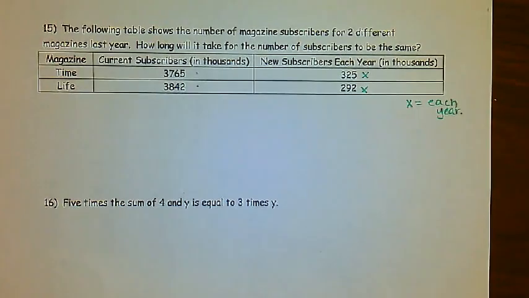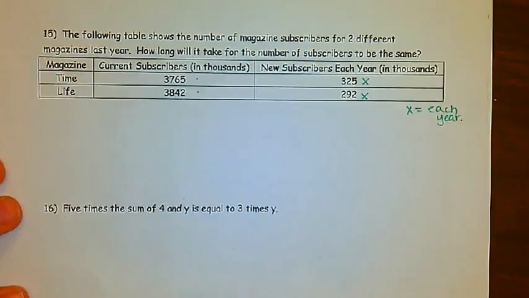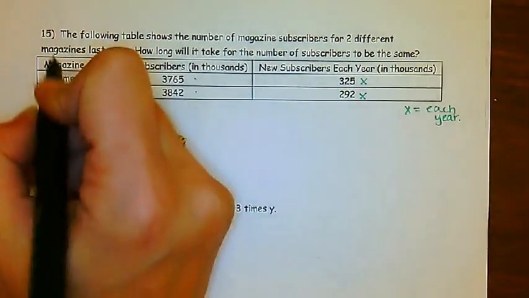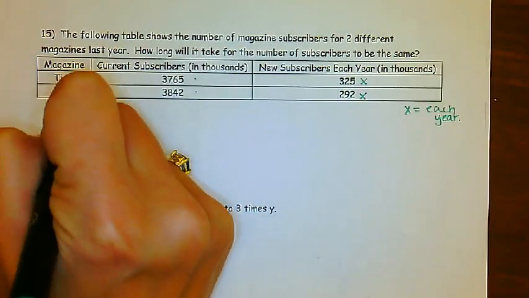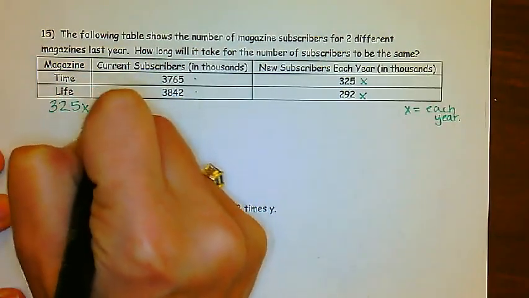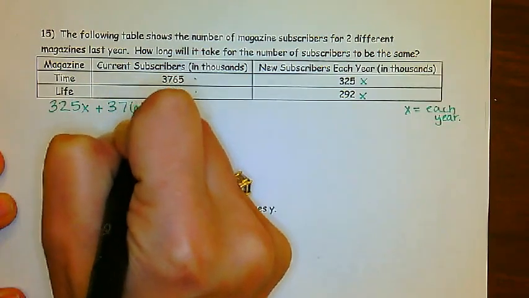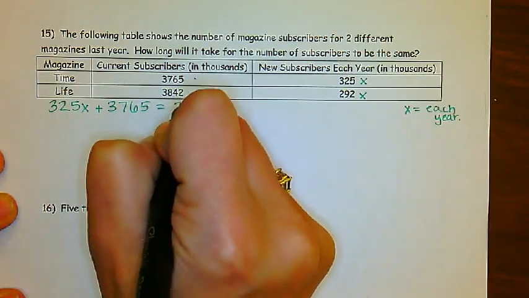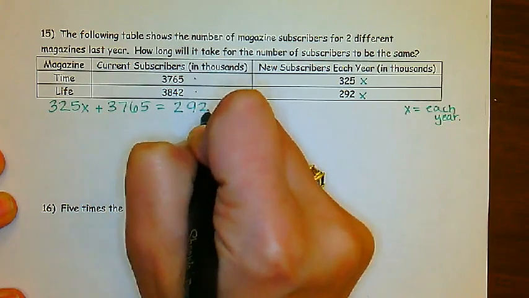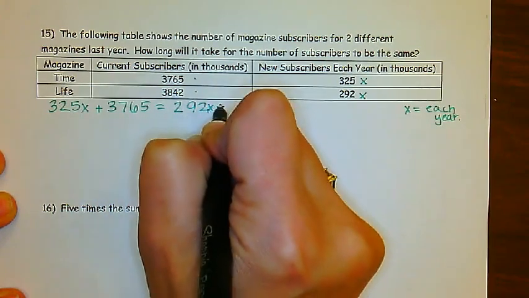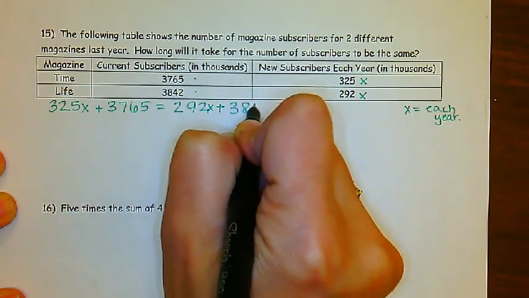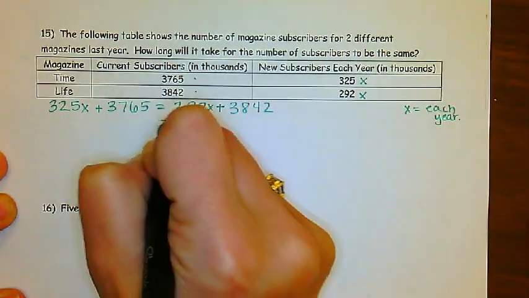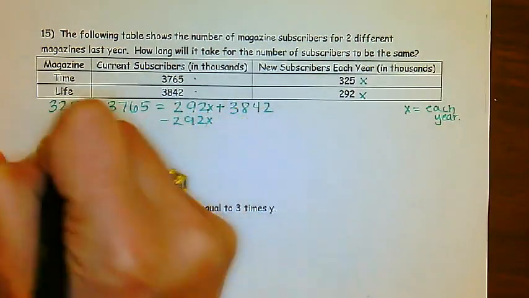So the first thing we would do is create our two expressions, and then set them equal to each other. So our first expression is going to be 325x plus 3,765. And that should be equal to 292x plus 3,842. So let's move our variables over to the same side.